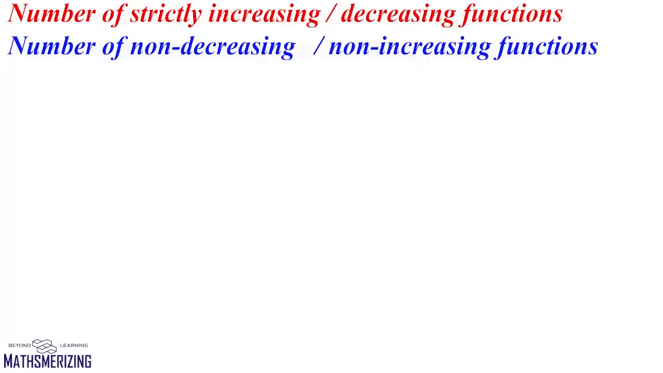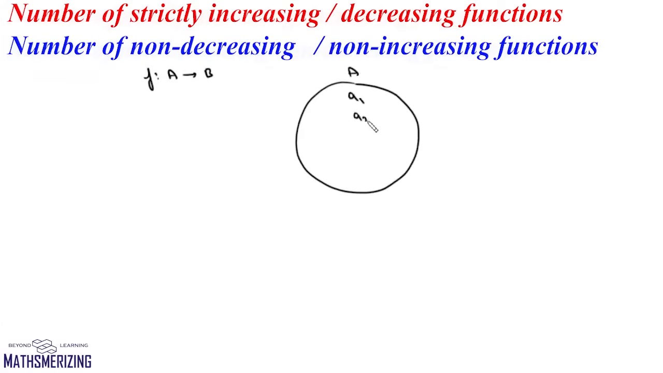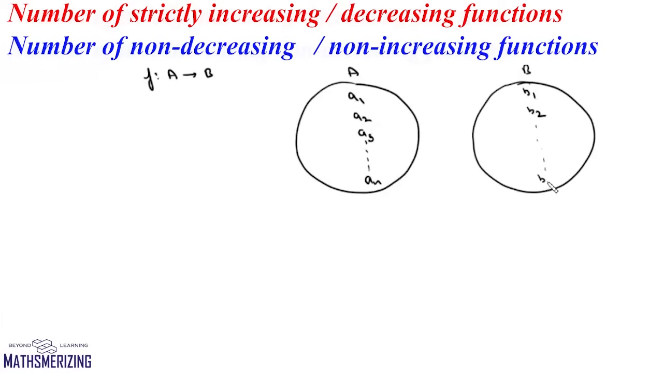Now we'll find the number of strictly increasing and strictly decreasing functions defined from set A to set B. So we have this function f defined from set A to set B. Suppose set A has n elements, say A1, A2, A3 and An, and set B has m elements, which are B1, B2 and Bm. The number of elements in set A is n, and the number of elements in set B is m. Now we need to find the number of strictly increasing functions defined from A to B.